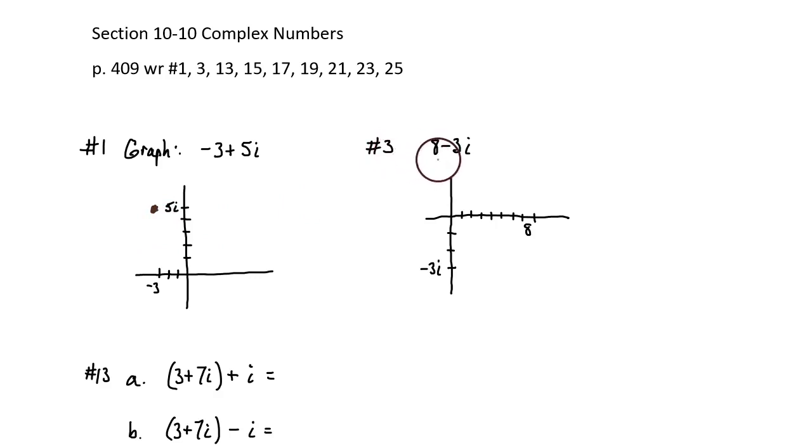Number 3, the real number component is 8, so you travel to 8 on the real axis line, and then go down to where -3i is. So it's very similar to graphing x and y coordinates. It's just this isn't the x-axis and this isn't the y-axis. This one going across is the real axis, and the one going up and down is the imaginary axis.